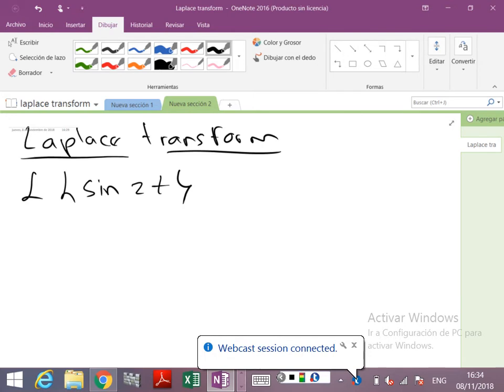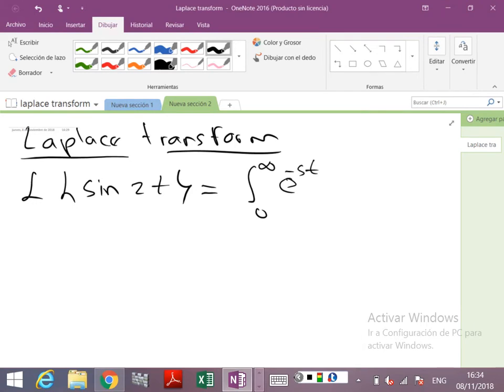So for this, by definition, the Laplace transform is the integral between 0 and infinity, e to the minus st, sine 2t dt, right? So now we go and solve it by integration by parts, right? So we make u equals and dv equals.